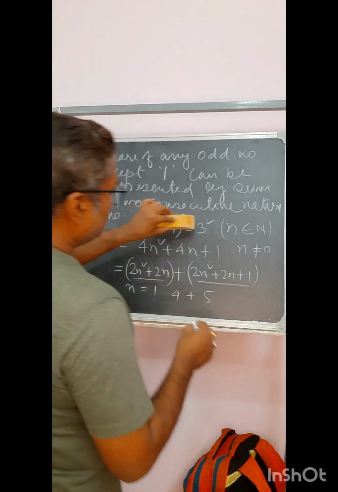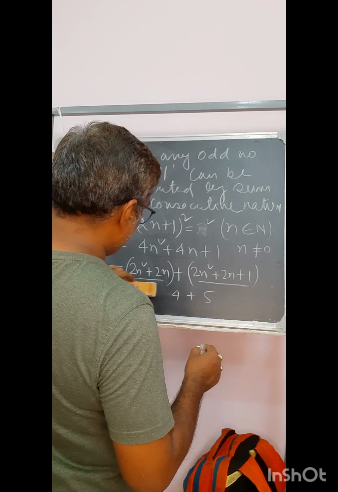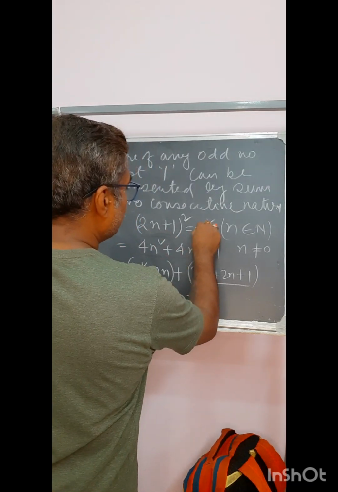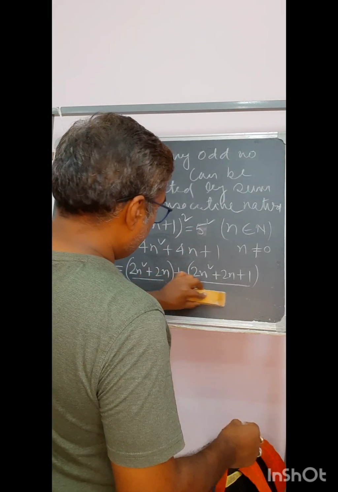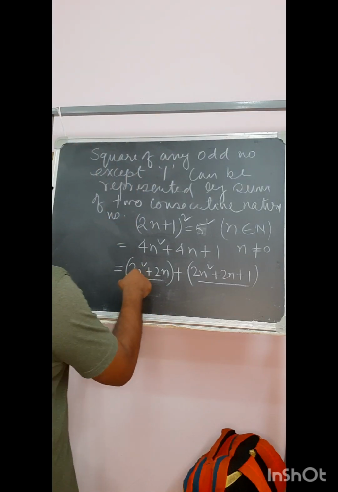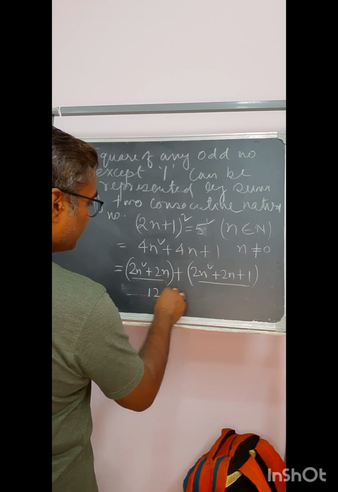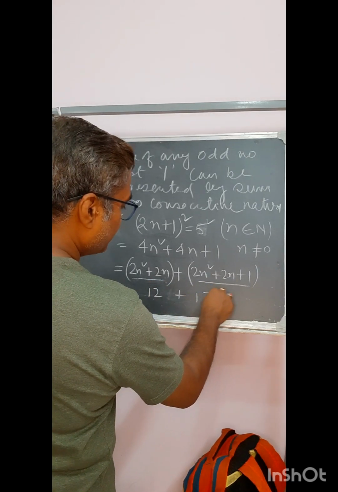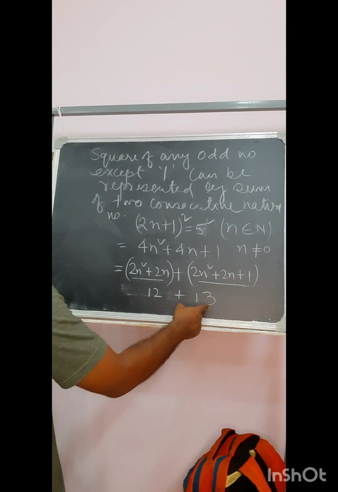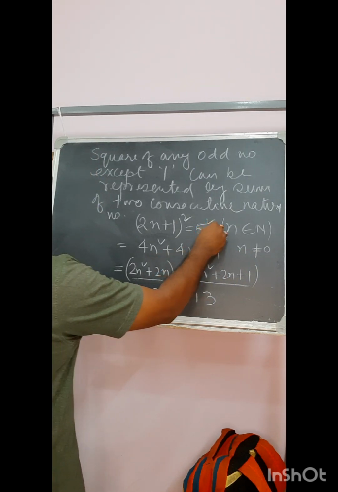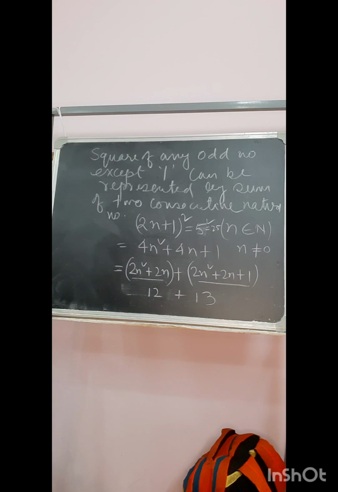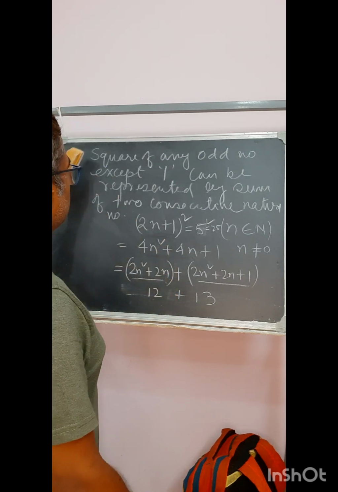Now if I take n equal to 2, this will give you 5 square, and if I put 2 here, 2 square means 4, plus 4 into 2 is 8, and 4 plus 8 makes 12, and definitely the other has to be 13 because it differs by 1. So 13 plus 12 is 25. 5 square is equal to 25. So this way, any number you take, it will follow the rule. Hence you can say that this is correct.